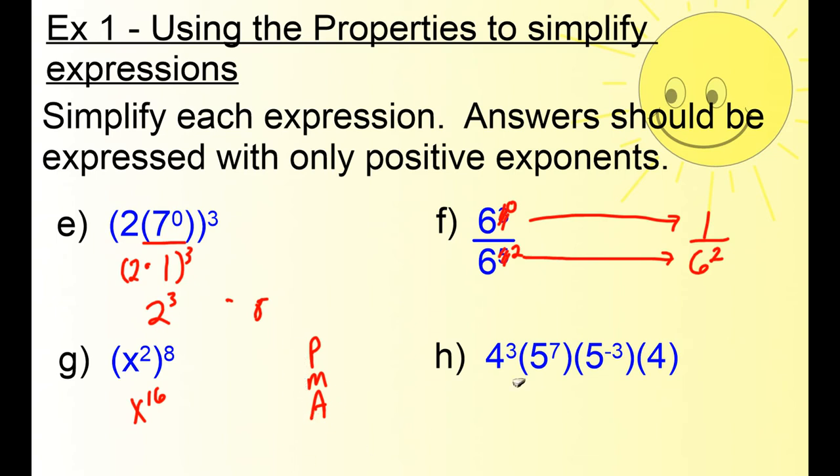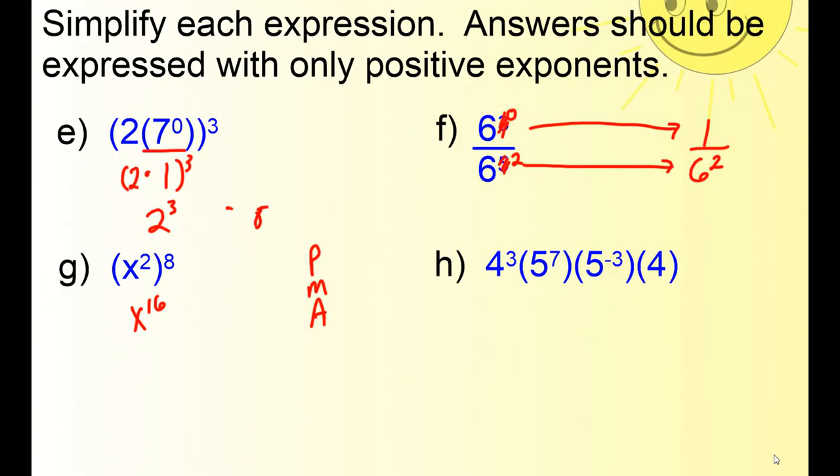Okay, so last one here, letter H. So we have 4 to the third power times 5 to the 7th times 5 to the negative third times 4.